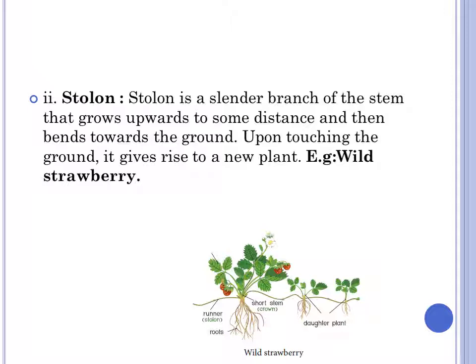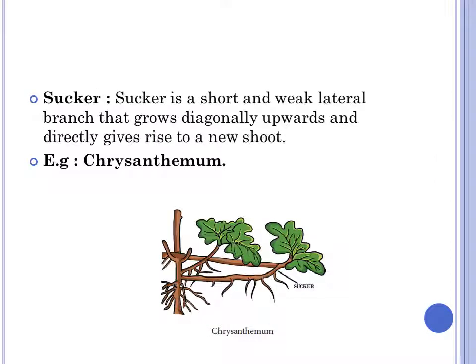Stolon. Stolon is a slender branch of the stem that grows upwards to some distance and then bends towards the ground. Upon touching the ground, it gives rise to a new plant. Wild strawberry. Sucker. Sucker is a short and weak lateral branch that grows diagonally upwards and directly gives rise to a new shoot. Chrysanthemum.